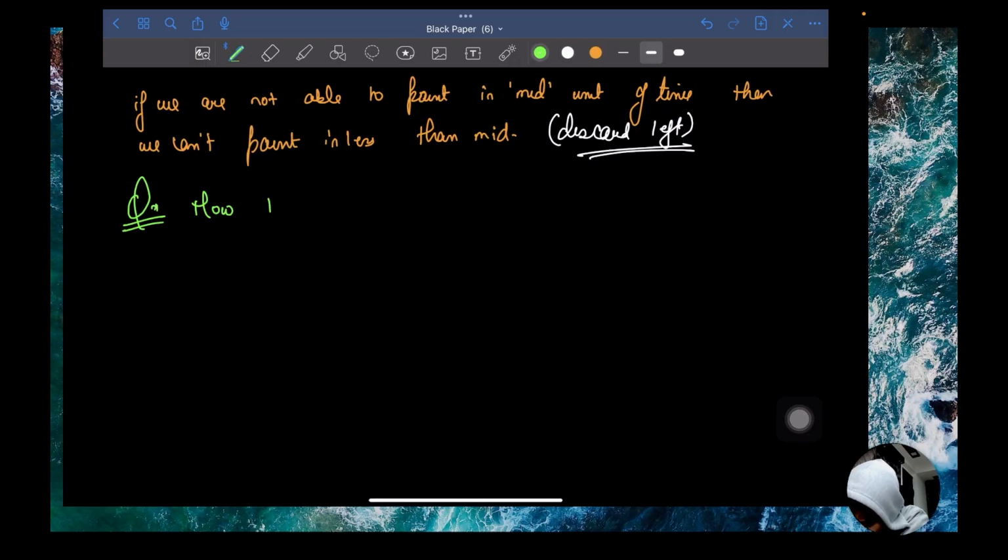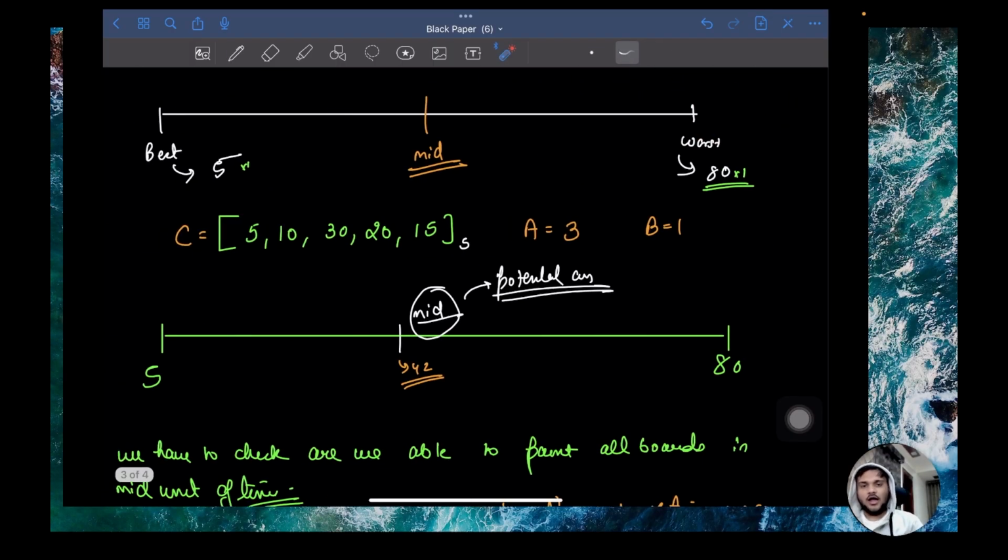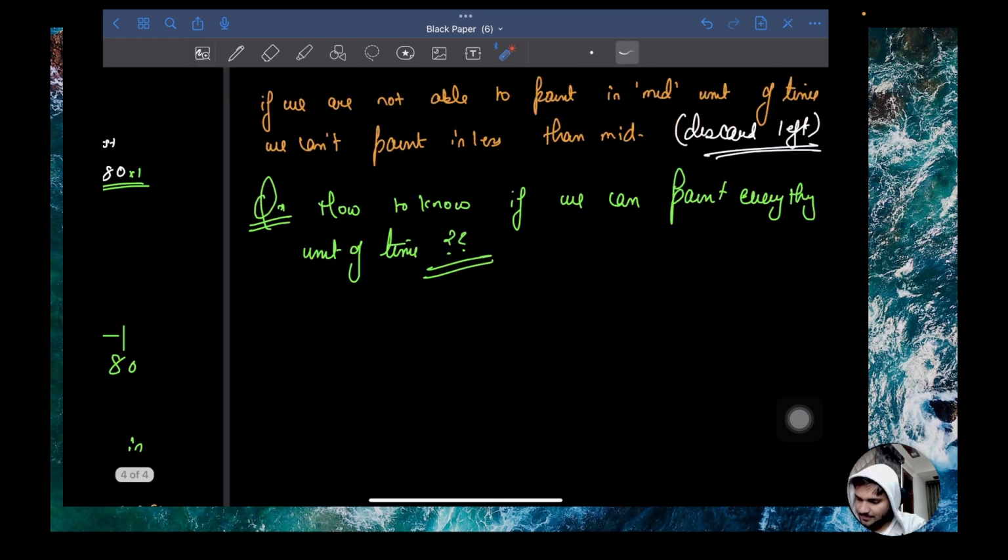How to know if we can paint everything in 42 unit of time, or in general sense mid unit of time? How do you know that? We will be able to paint all of the boards in mid unit of time if and only if every painter takes maximum mid unit of time and all of the boards get consumed.